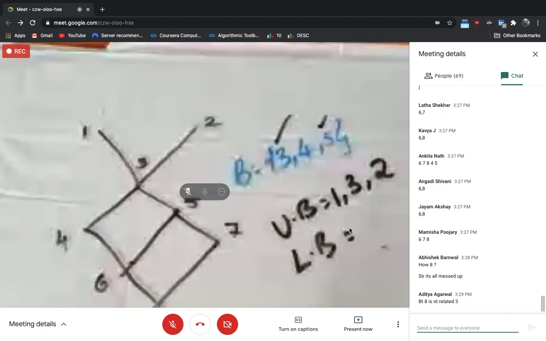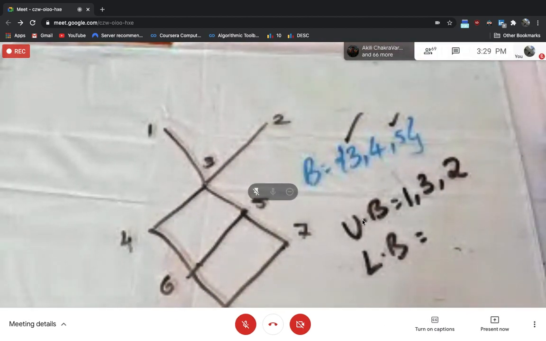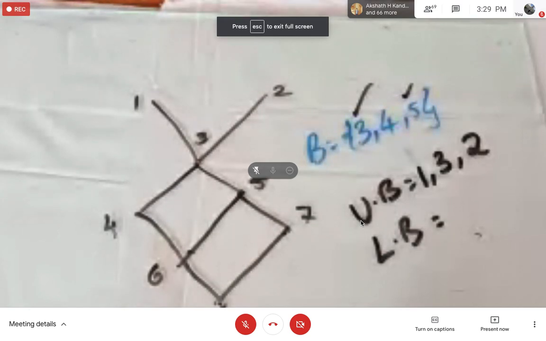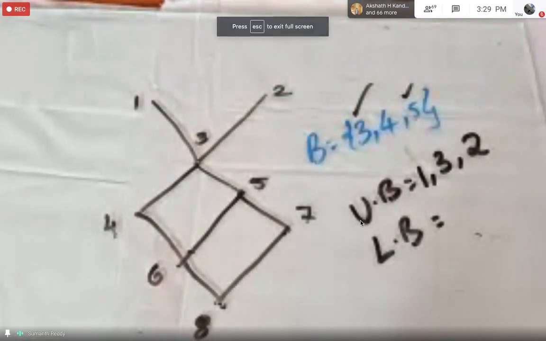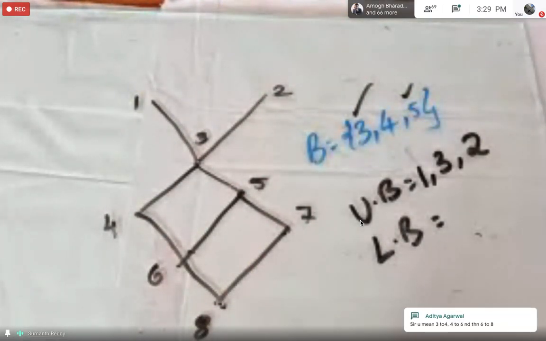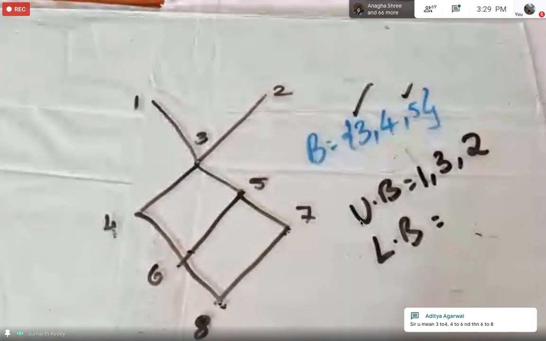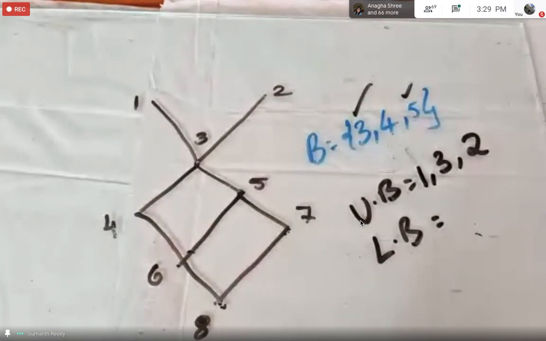Okay, sorry students, there was some network issue. See, what I was telling is 8 is related to 3 based on the transitive law. It is not directly related, but since it is related to 6 and 4, where 4 is further related to 3. So based on that, sir, you mean 3 to 4, 4 to 6, and then 6 to 8. Yeah, something like that, Aditya.